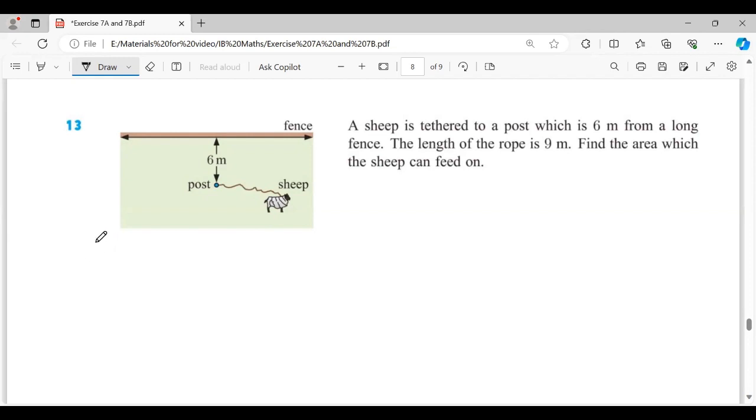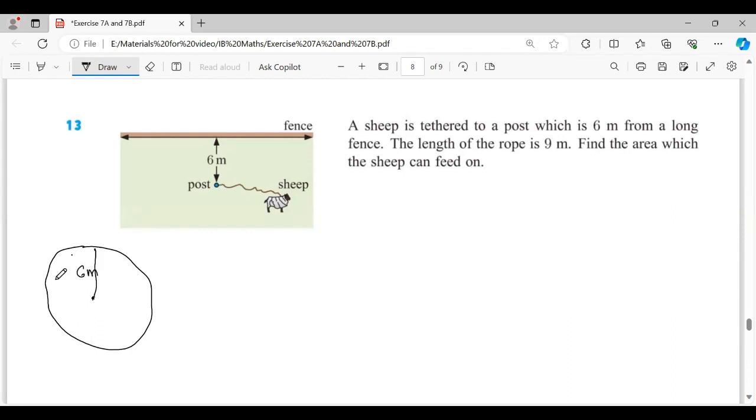Right. If I draw the situation on the ship like this. This is the circle, and this is the post, 6 meters from here. This is the area the ship can reach, because the length of the rope is 9 meters. So this area is the area of the ship.